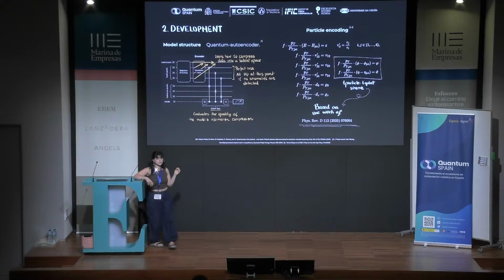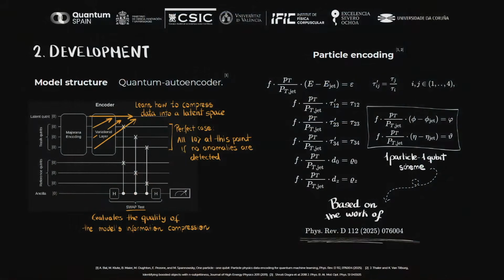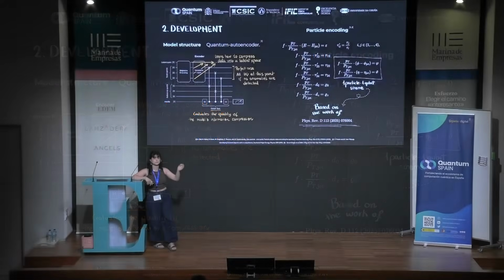In our case, it's a quantum autoencoder model, which is a compression model. The model has to learn how to compress a specific type of data into a latent space. So the model learns how to compress this data distribution. After the training, when you introduce data with the presence of anomalous events, we are going to detect the presence of these events as differences in the performance.